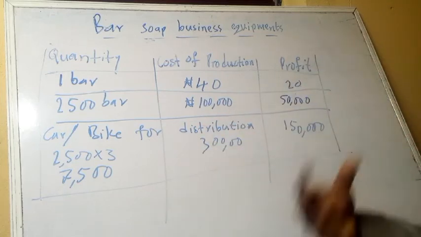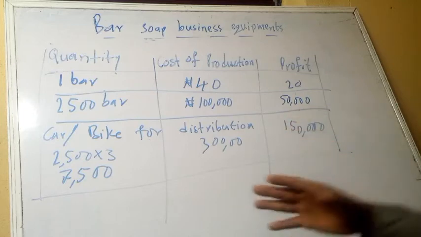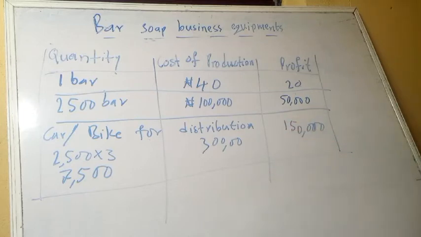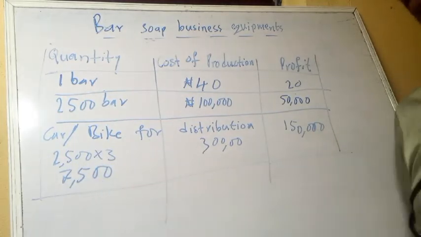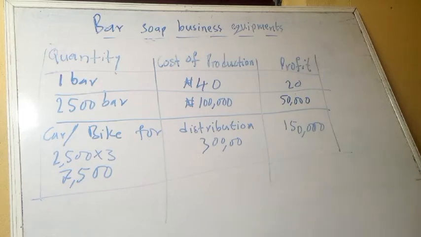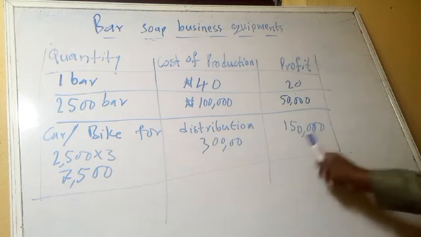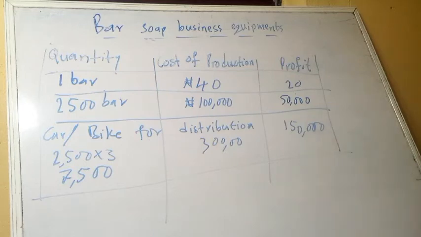You can actually start by yourself until you make some registrations. That way, your business will not be shut down. So, if you have a car for distribution or even a bike, you can double the production to, let's say, times 3, which is 7,500 bars of soap. That will give us 300,000, and the cost of producing that will be 300,000 naira, and the profit at the end of the month will be 150,000 naira.